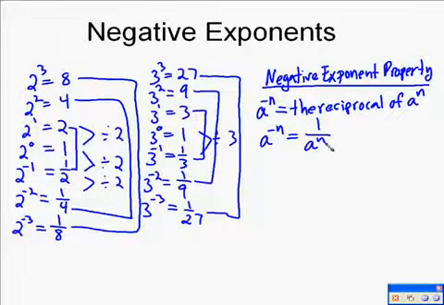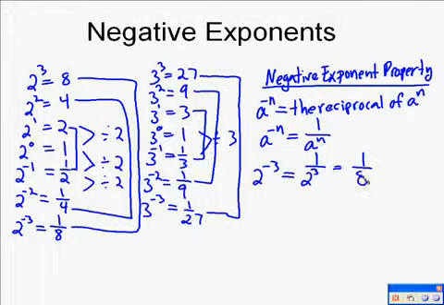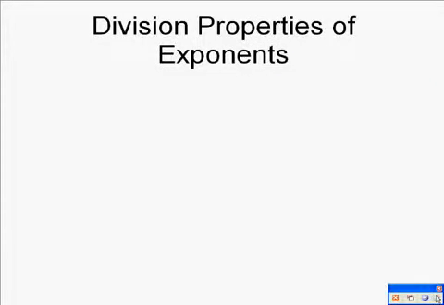So 2 to the negative third is just equal to 1 over 2 to the third, which is what we showed on our chart, which is 1/8. So we can show it doing it either way. So you just remember that that's always the case: a to the negative n is equal to 1 over a to the n.